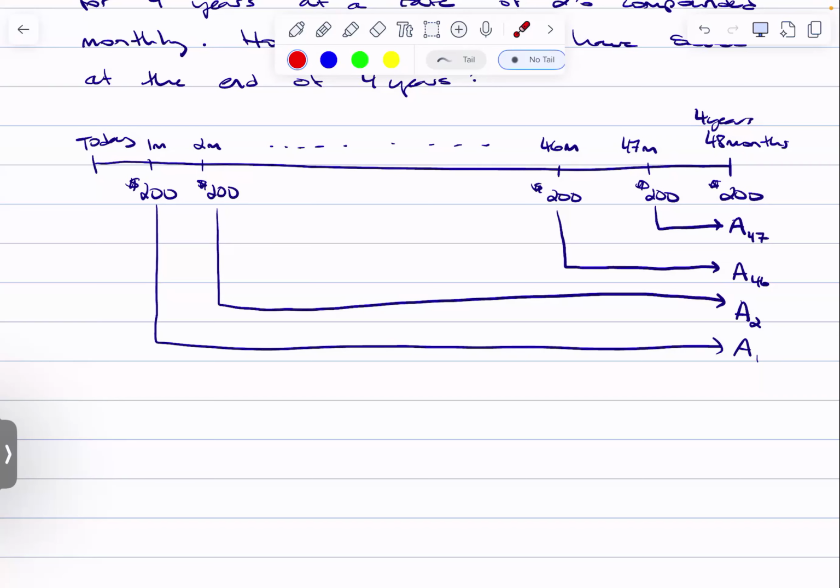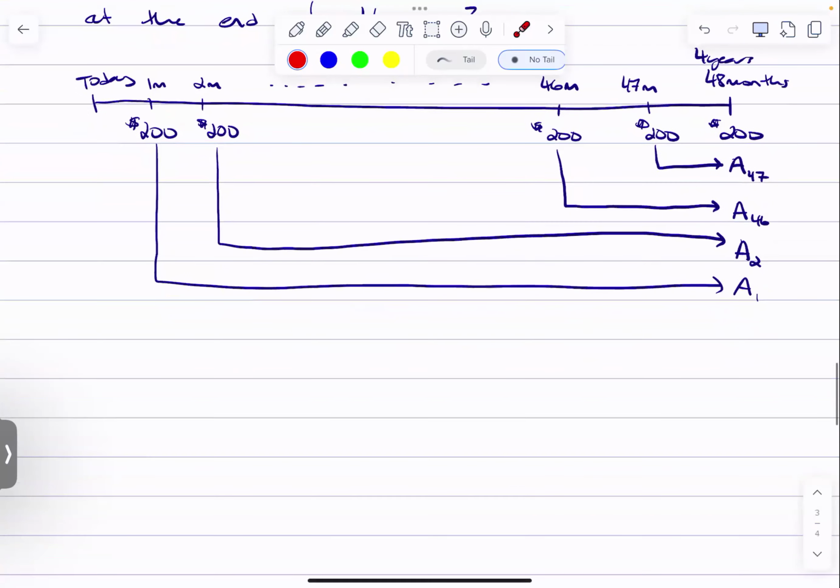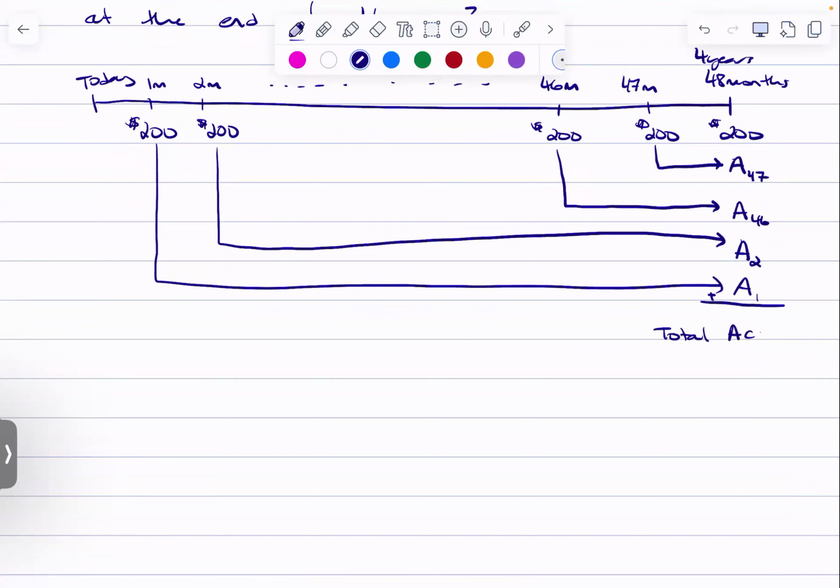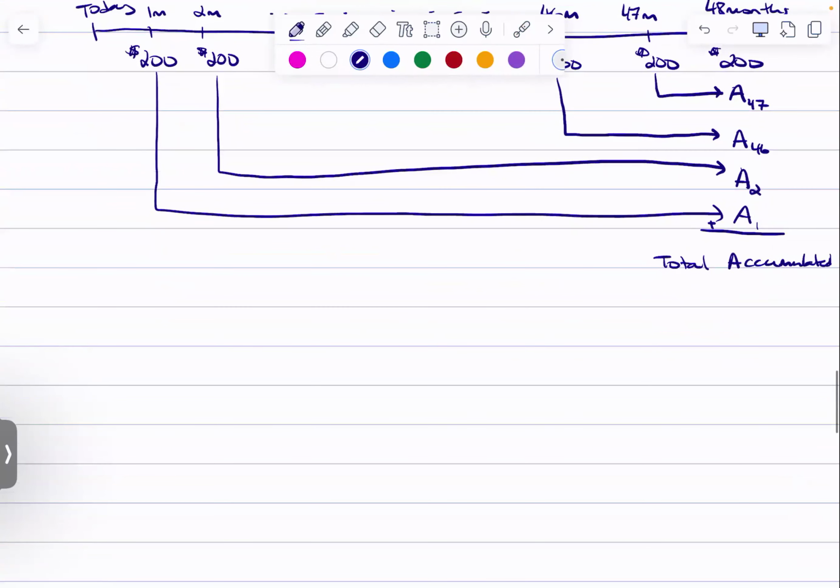Okay. But this is what we call a time diagram. We're not going to use them a ton, but it is nice to see what's happening. And so here, if you add those all up, this is the total accumulated amount after 4 years.